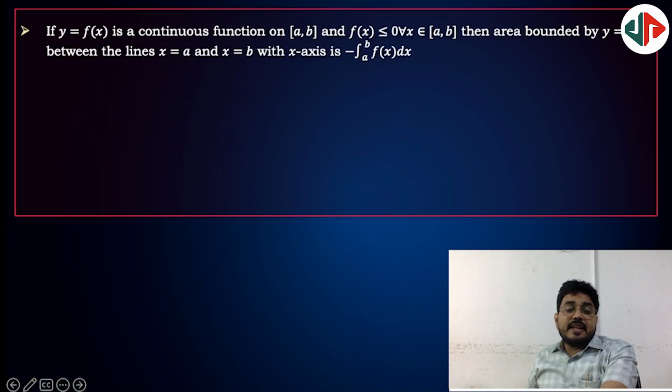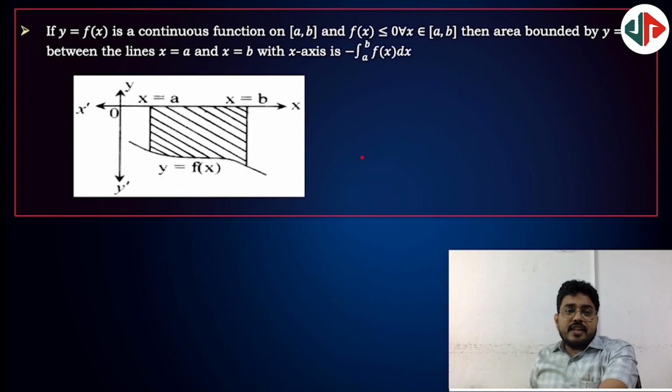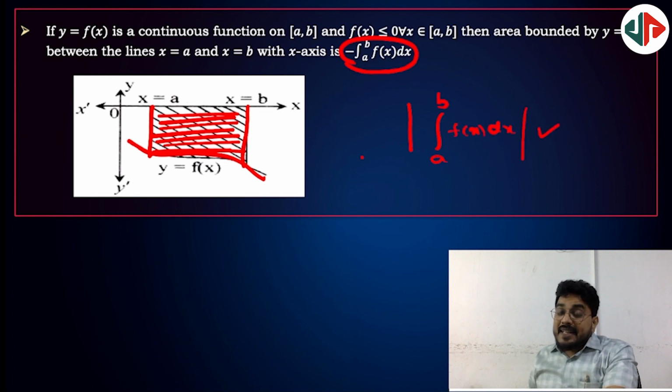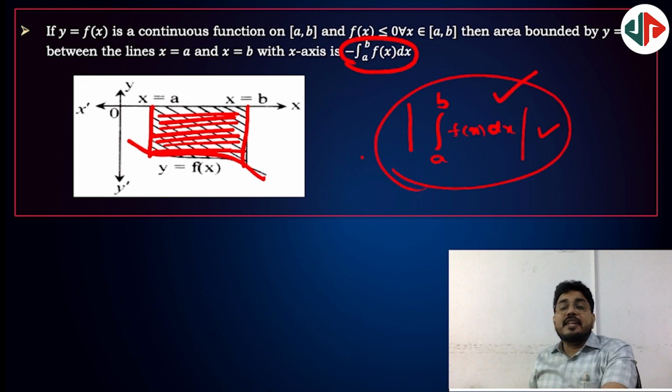Now, if f of x is negative, it means the curve is like this. When you take this, because it is below the x-axis, automatically this value will become negative. But area means a positive quantity. To avoid that, we write this minus sign. So maybe you can write the integral a to b f of x dx is also advisable, but sometimes this is always the preferred one.